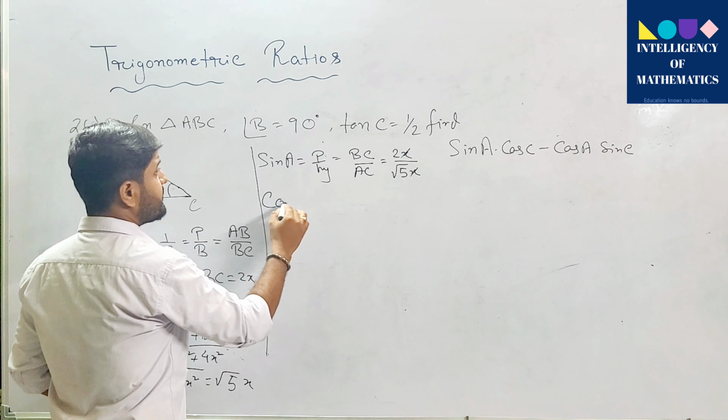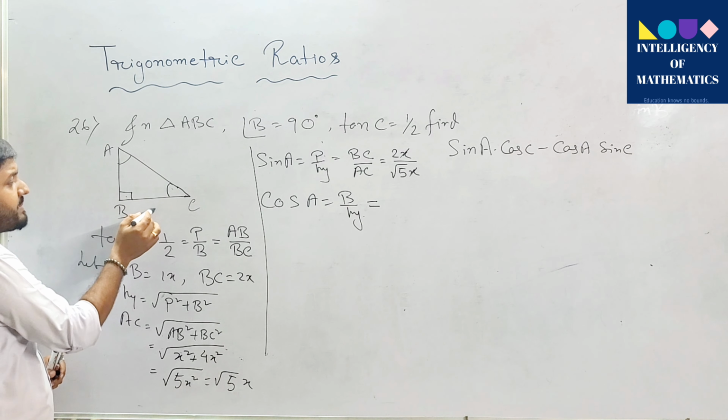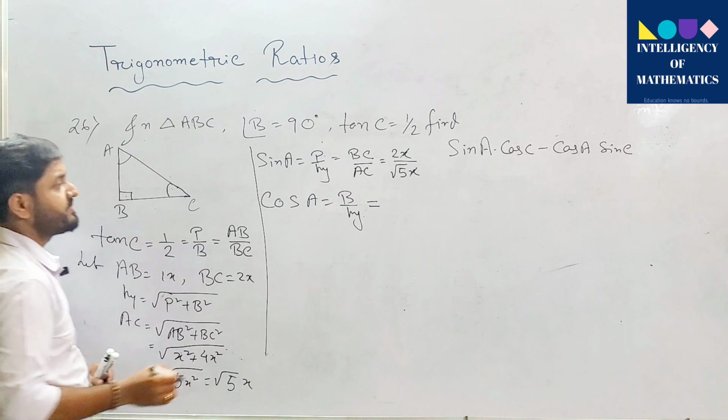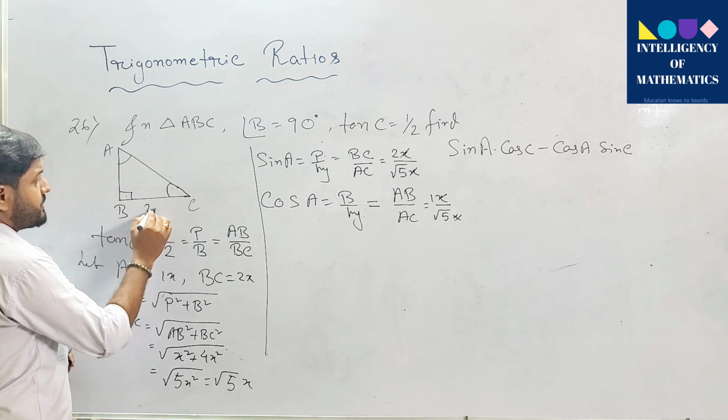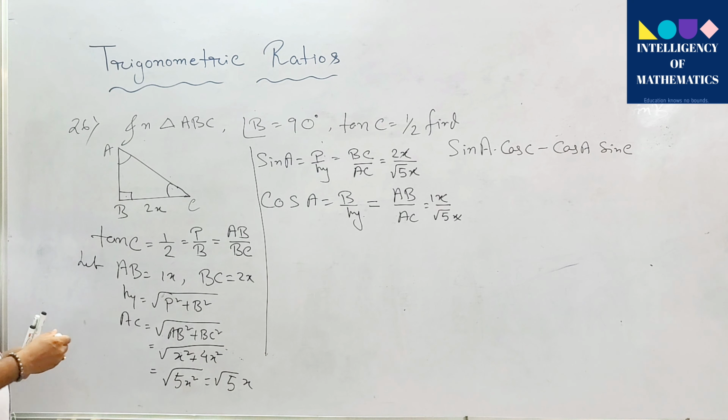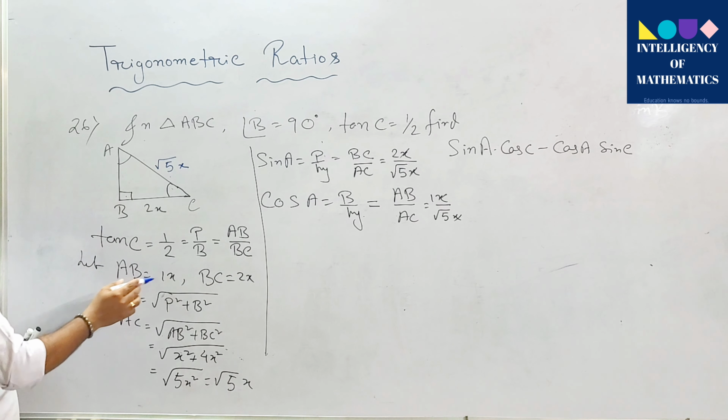In the same way, cos A will be base by hypotenuse. According to A angle, the perpendicular is BC, then hypotenuse, then base. So base will be AB and hypotenuse is AC. AB's value is 1x and AC's value is root over 5x. You can do one thing also, the side values whatever you got, you can write them here. BC's value we got 2x, AC's value root over 5x, and AB's value is 1x. Then you will find it easy to write down the values.